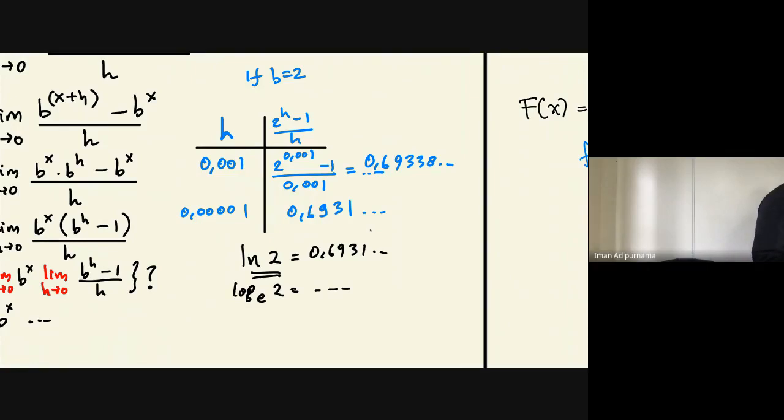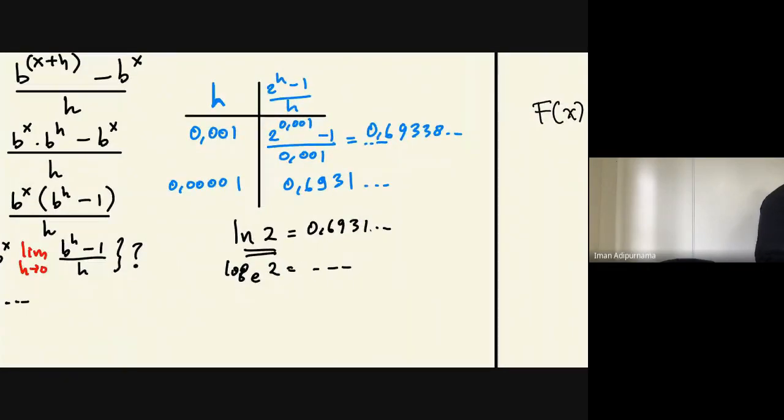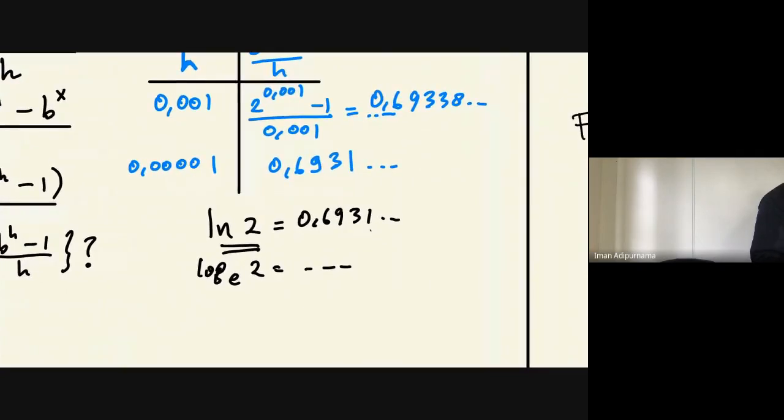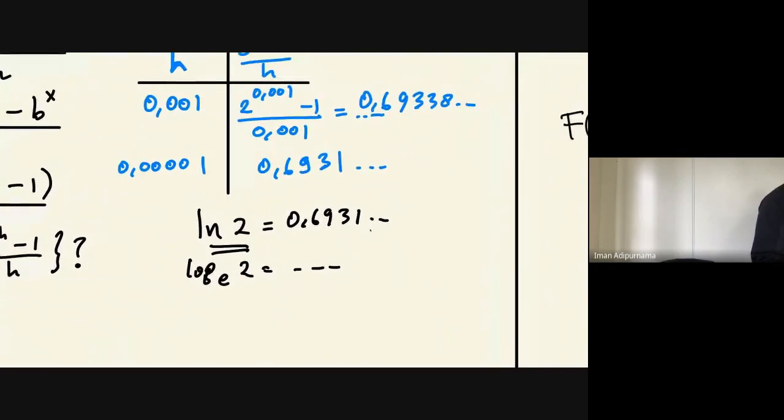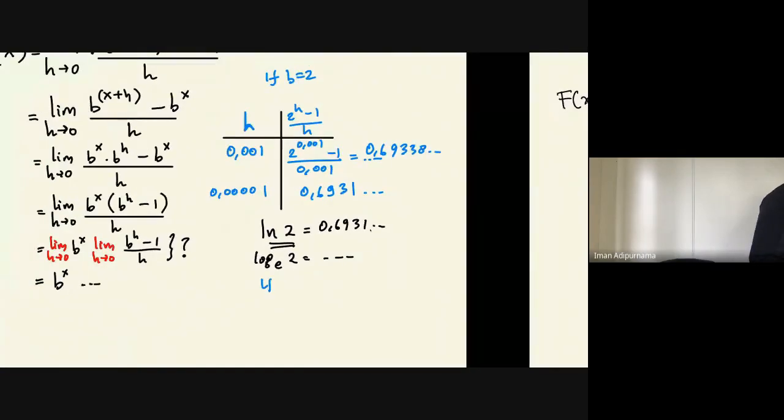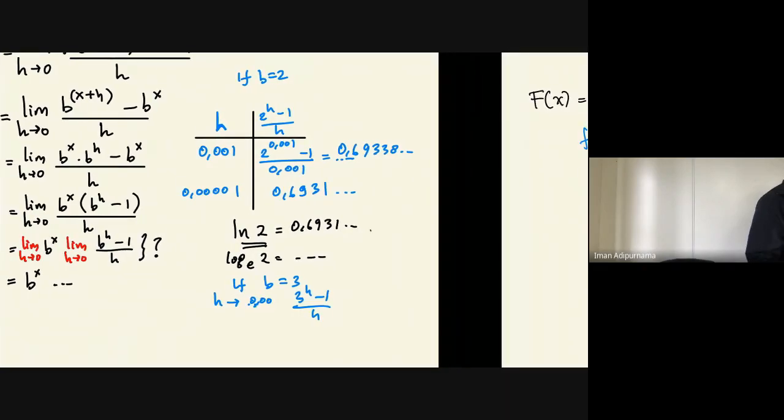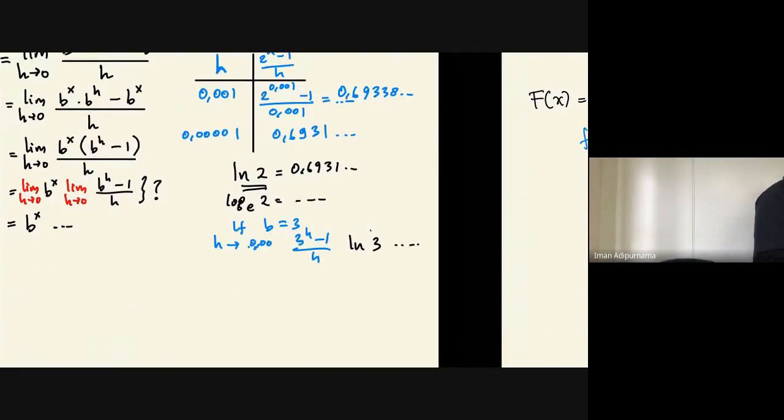And if you remember the logarithm, this is the base. Let me just think. Let me write this. If b is 3, you will also get, when you take a small h and compute the 3^h, maybe plug in 0.0-something, it will be ln3. Then why is this e appearing here? That's the idea that I want to explain.